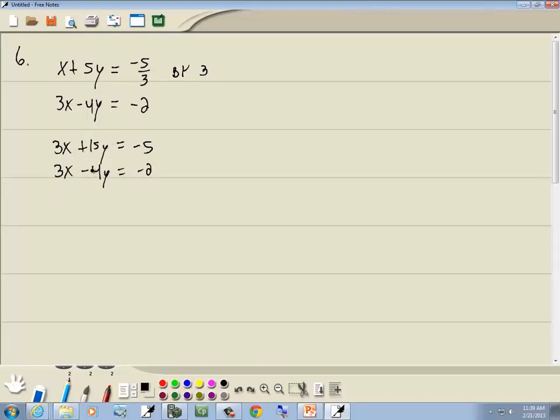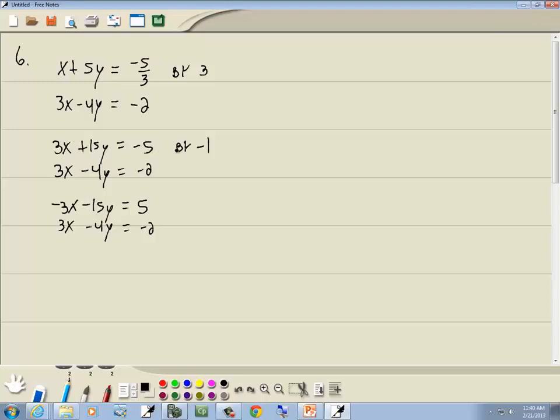Now, as I look at this, the x's look like they'd be pretty easy to get rid of. They're both 3x. I just need one of them to be negative. It doesn't matter which one. So I'll multiply the first equation by -1. -1 times 3x is -3x. -1 times 15y gives us -15y. -1 times -5 is a +5. And the other equation remains as is.